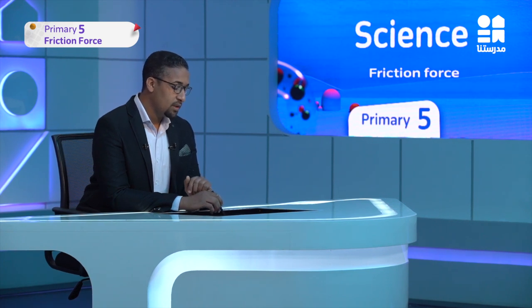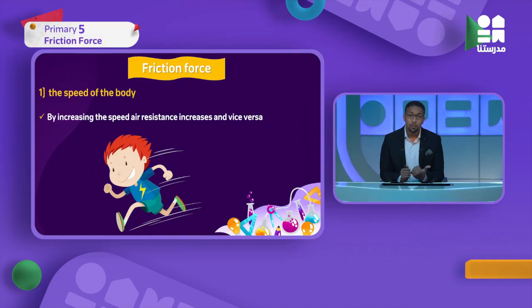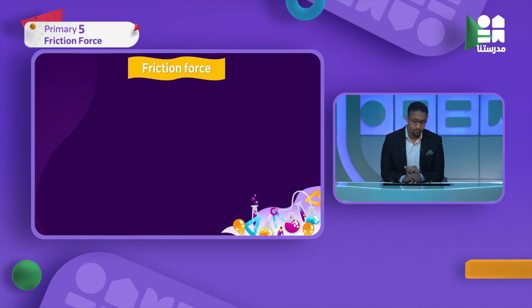Let's start with speed of the body. By increasing the speed, air resistance increases and vice versa. Meaning by decreasing the speed, air resistance decreases. By increasing the speed, the air resistance increases. This relation we call a direct relation. Direct relation: both increase and both decrease. So this is the relation between the speed and the resistance, and it is a direct relation.